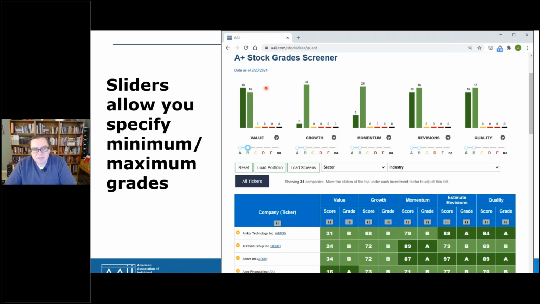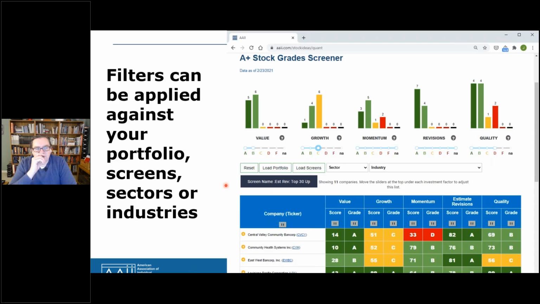And other things that the A+ stock rater can do is also start to get involved in comparing the grades against portfolios, screens, sectors, or industries. So in this particular case, I went ahead and I loaded in the estimate revision top 30 screen.